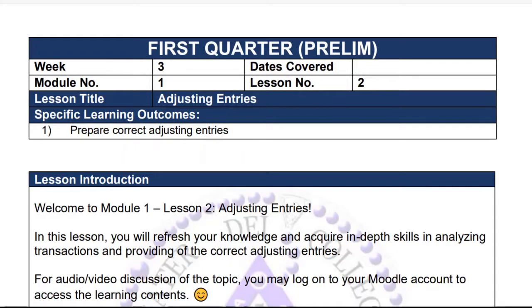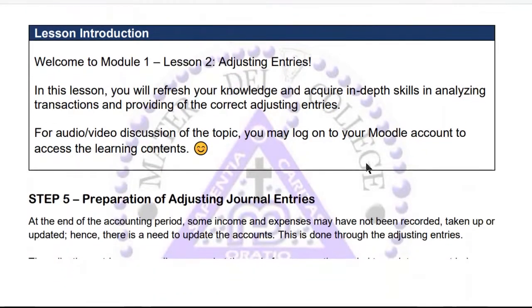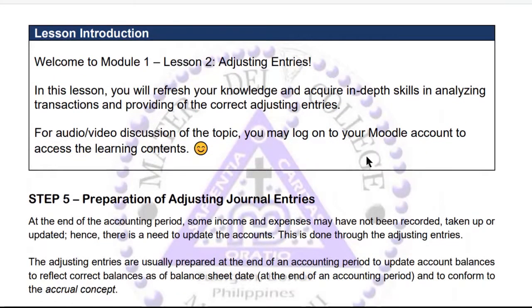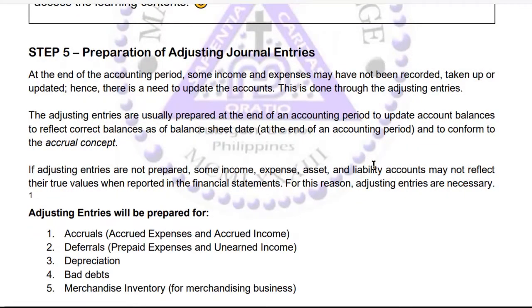Okay, so for today, we will be talking about the adjusting entries. Module 1, Lesson 2 is all about the preparation of the adjusting entries. In this lesson, you will refresh your knowledge and acquire in-depth skills in analyzing transactions and providing the correct journal entries, specifically on the adjustments. This is step 5 of the accounting cycle.